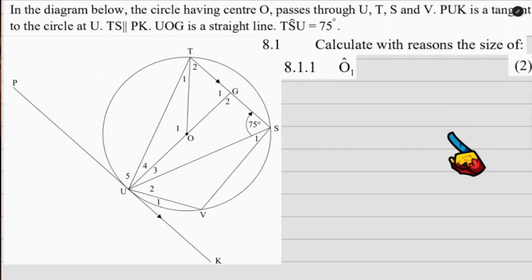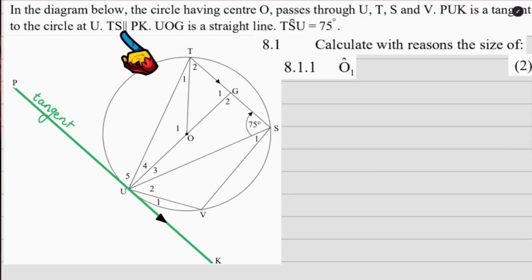In question 8, we're going to be doing some crispy Euclidean geometry. Okay, so the center is at O and PUK is a tangent. That's quite important. I'm going to mark that off. And additionally, TS is parallel to PK. That's been indicated with these little arrows over here.